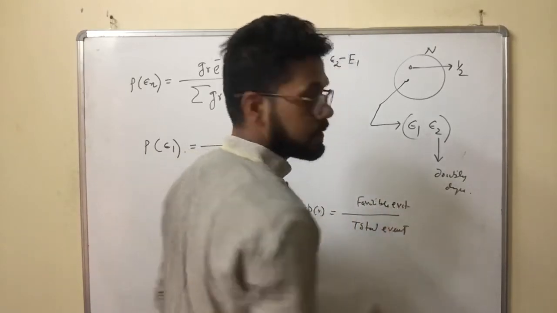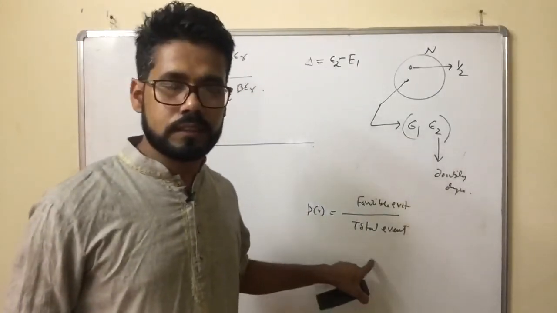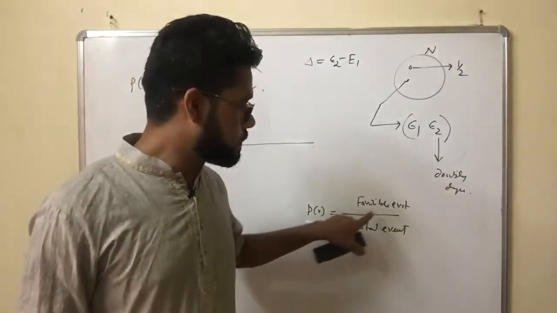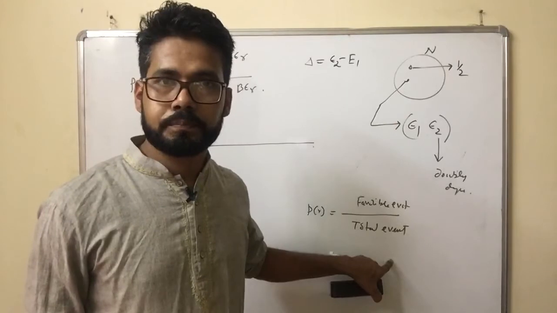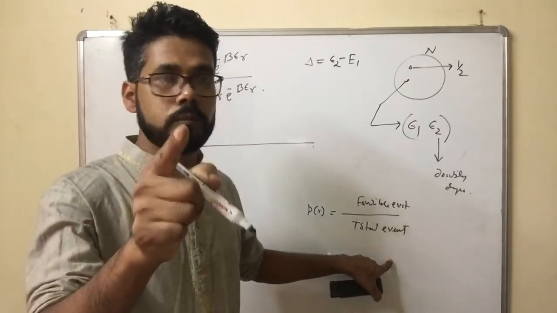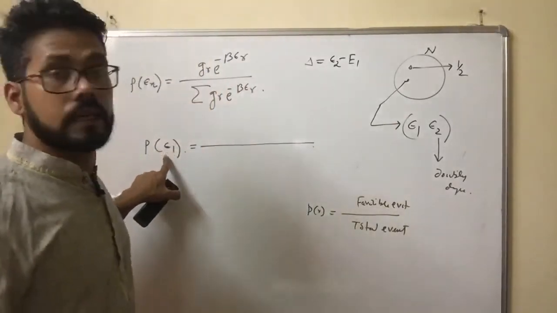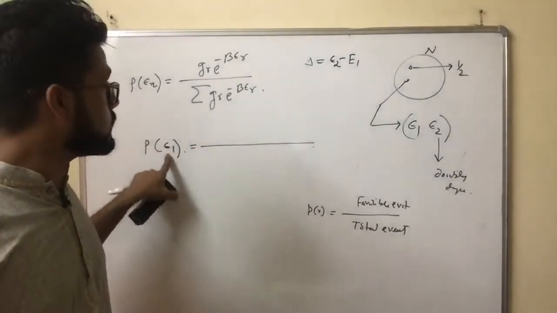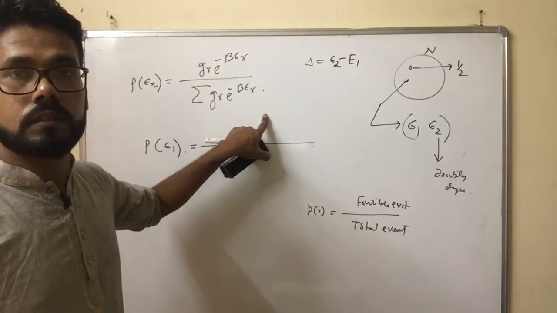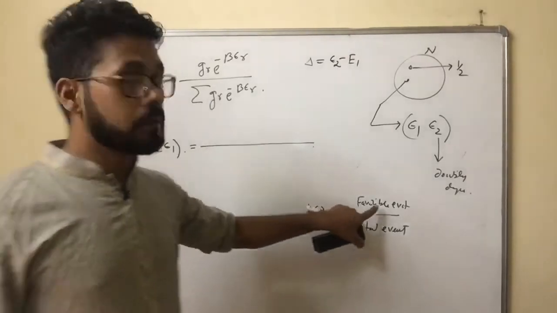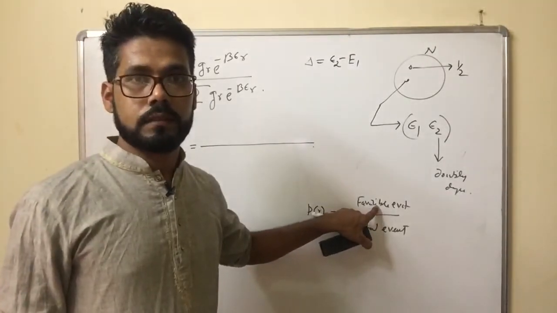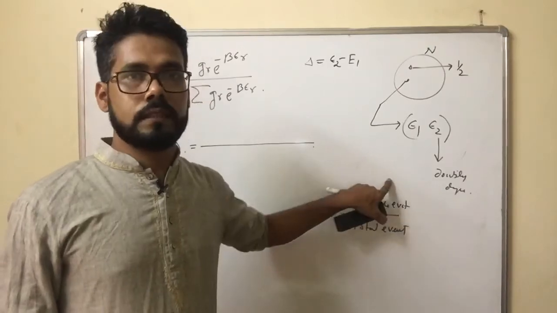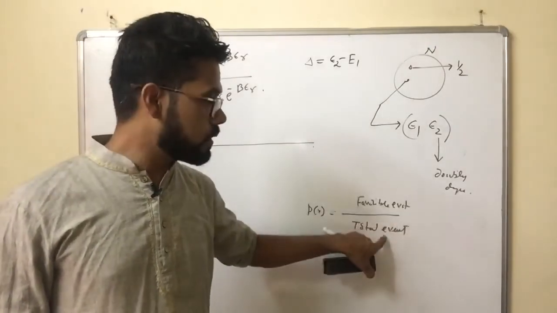You know this definition. This is a simple definition: probability is favorable events divided by total events. So if you are confused, remember that whenever I try to find the probability in a particular E1 energy state, this must be in the numerator. But if you forget, then remember this formula. The favorable part must be in the numerator, and the denominator is the total events.